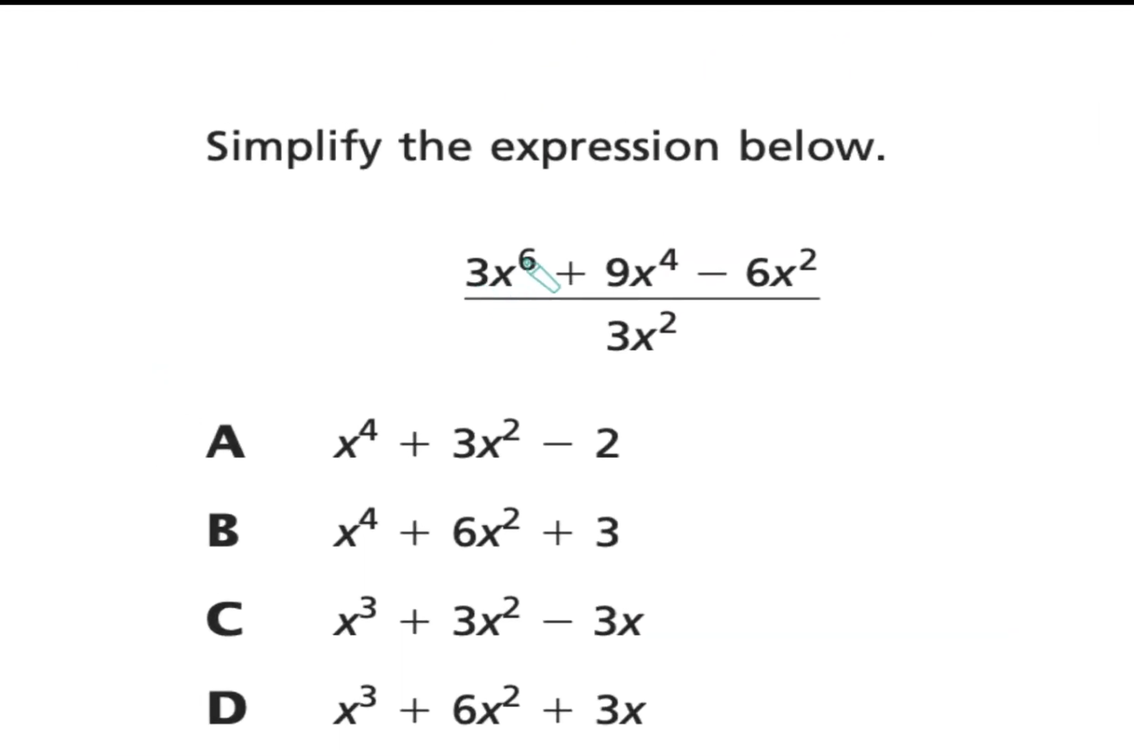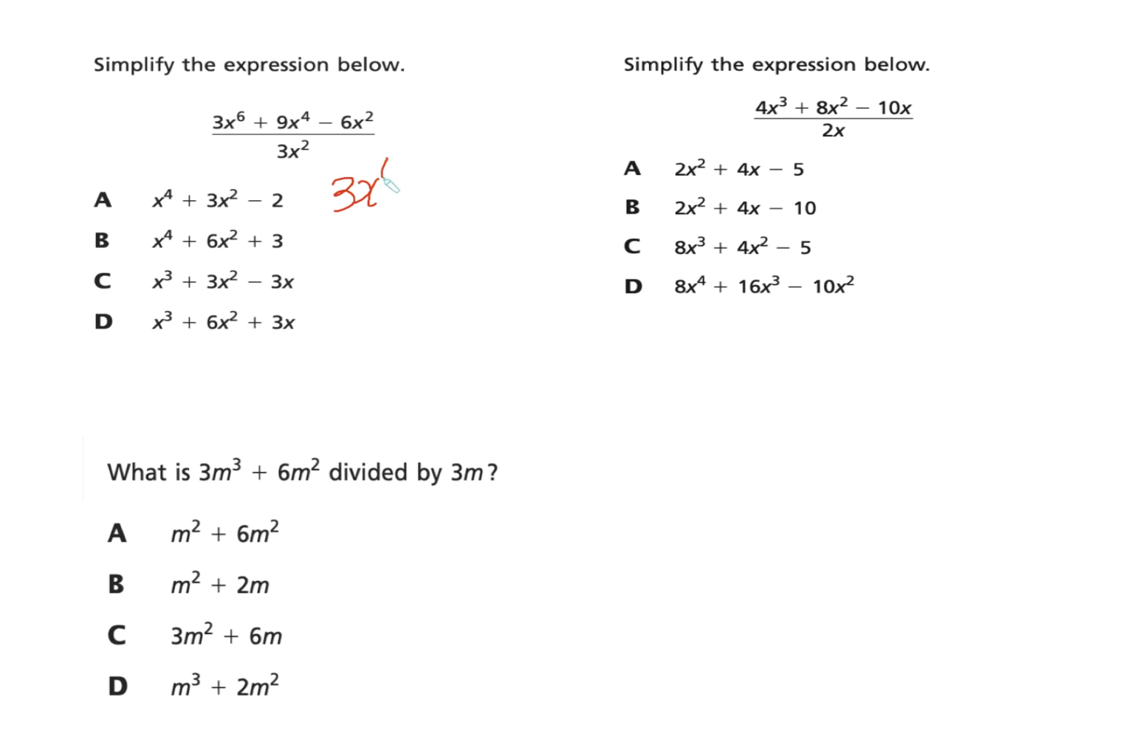I have 3x to the 6 plus 9x to the 4th minus 6x squared, all divided by 3x squared. And we have to simplify the expression. So again, the first term, 3x to the 6, I'm going to divide by 3x squared. Now 3 divided by 3 is 1. My bases match, so I'm going to keep them. And 6 minus 2 is 4. So my first term is x to the 4th. I can eliminate C and D.